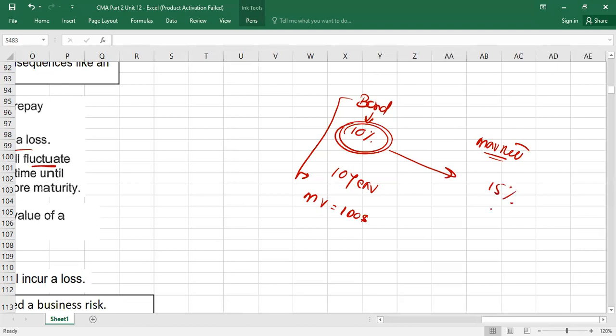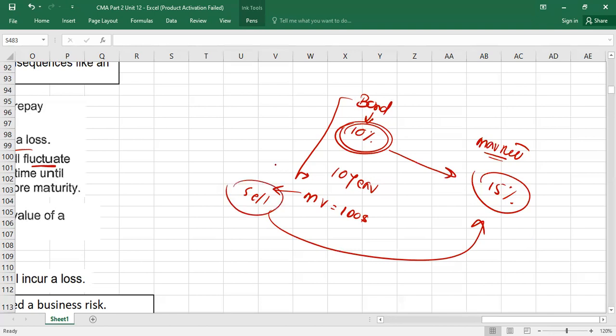Investors always want more return, right? What will they do? They will sell these bonds and invest in this other option, because this option offers 15% return. So when you sell this bond, not only you, every investor will sell these bonds because this bond offers only 10%. Everyone wants to earn more interest. If everyone sells, obviously the supply of bonds will increase, and due to that, the market value will decrease.